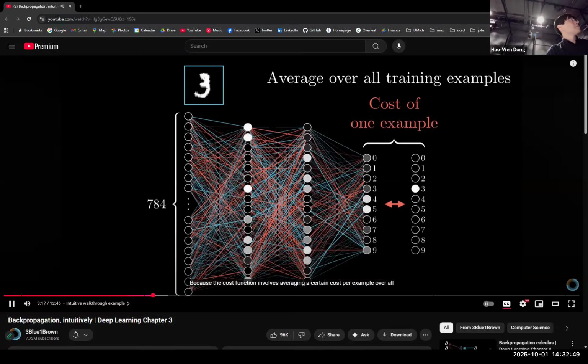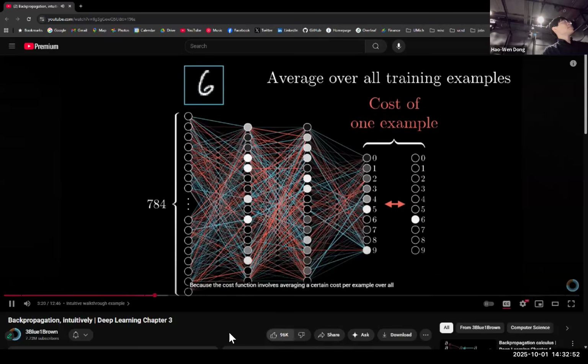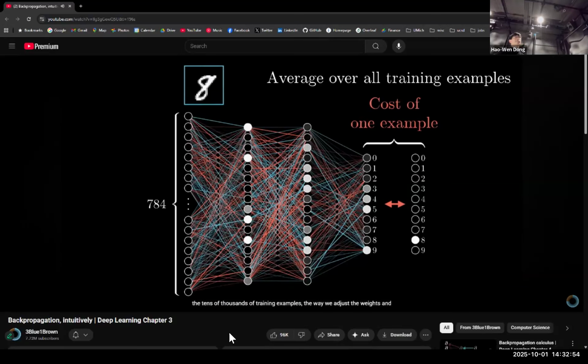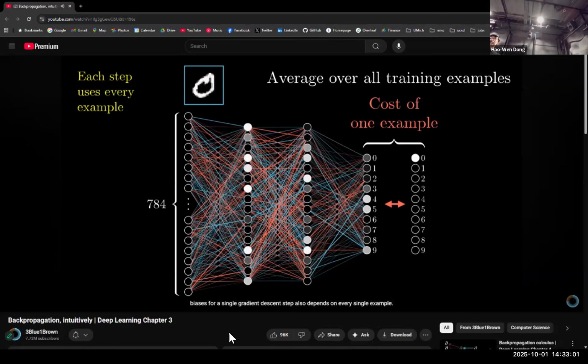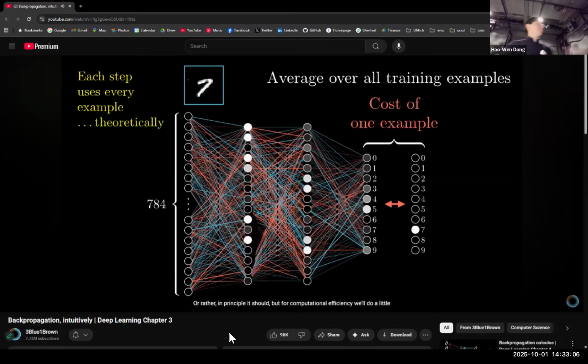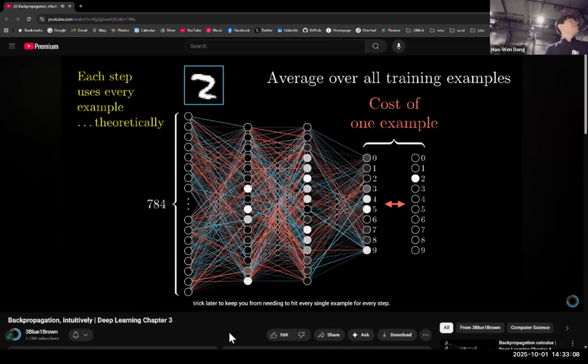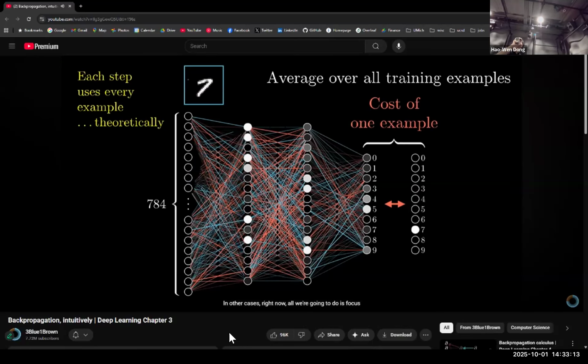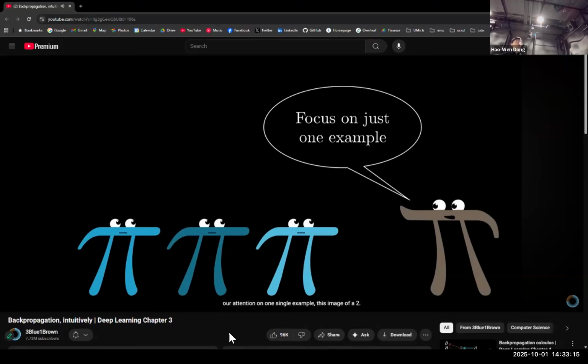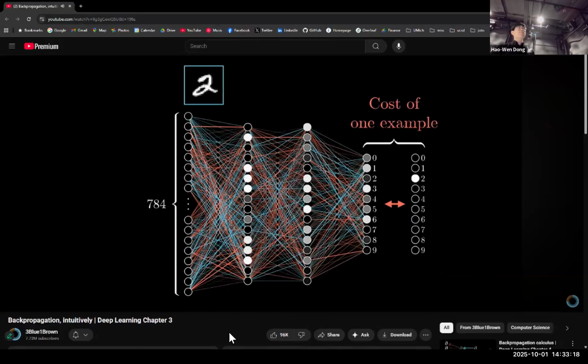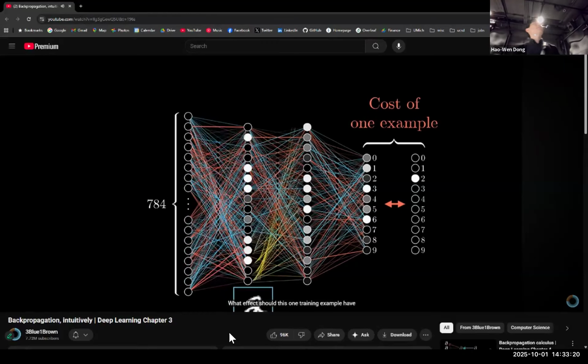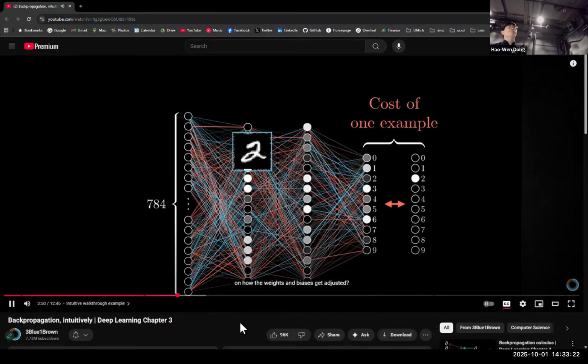Because the cost function involves averaging a certain cost per example over all the tens of thousands of training examples, the way that we adjust the weights and biases for a single gradient descent step also depends on every single example. Or rather, in principle it should, but for computational efficiency, we're going to do a little trick later to keep you from needing to hit every single example for every single step. In either case, right now, all we're going to do is focus our attention on one single example, this image of a 2. What effect should this one training example have on how the weights and biases get adjusted?